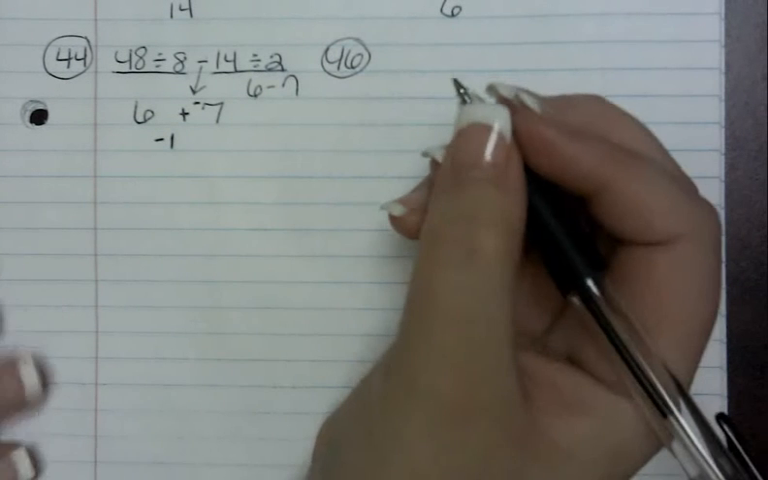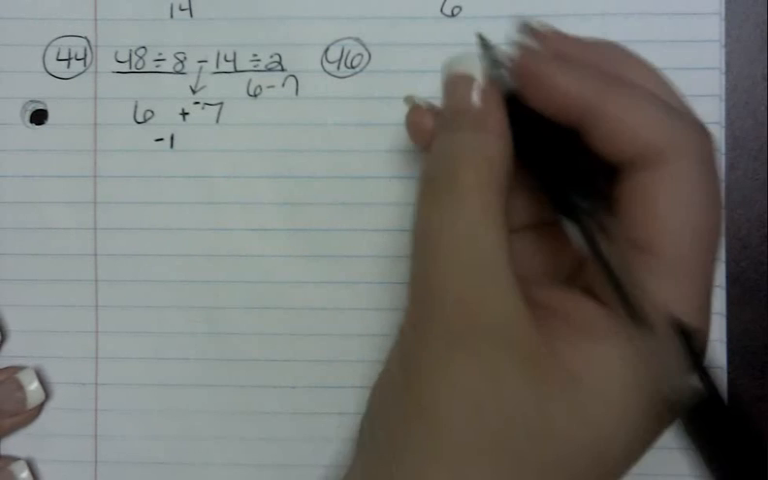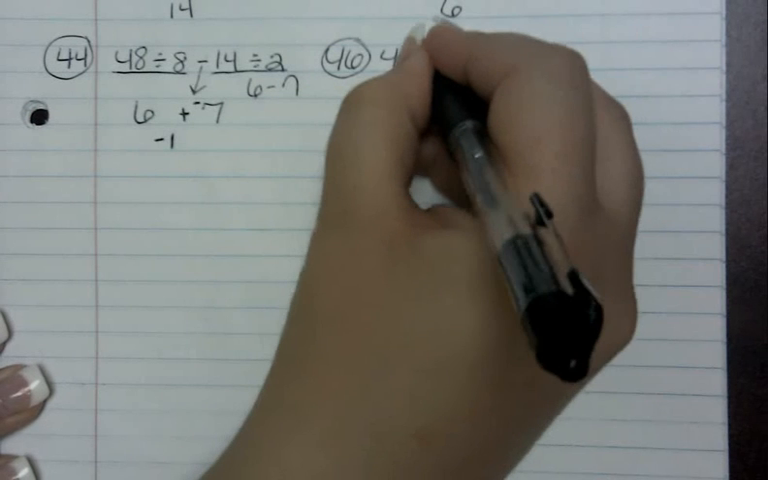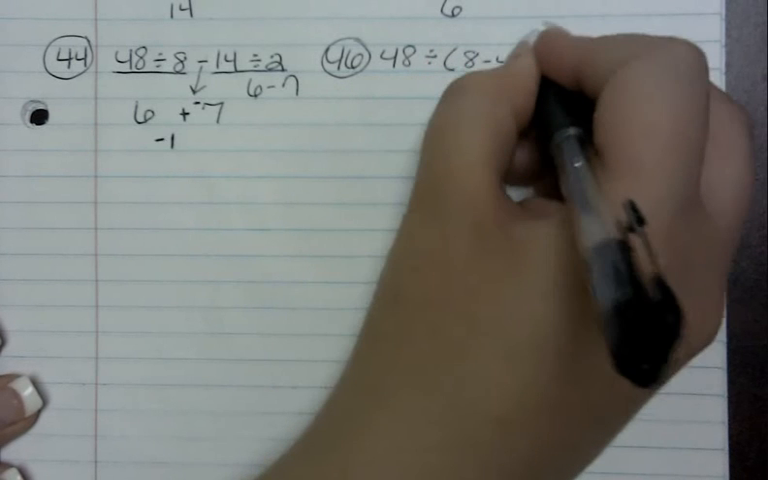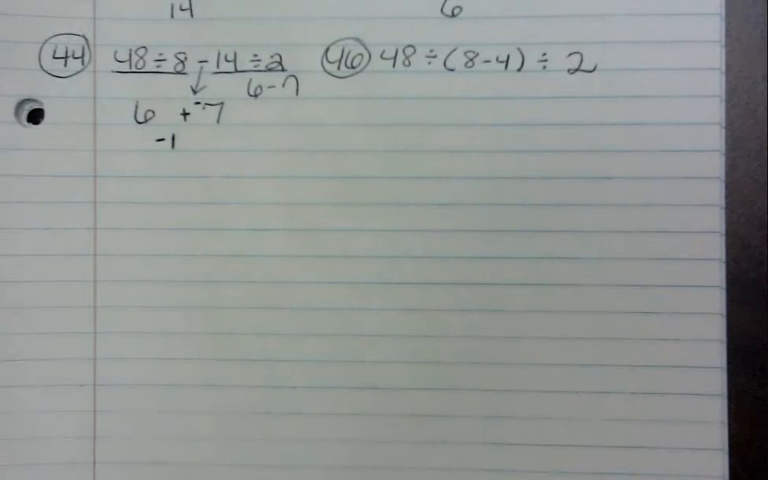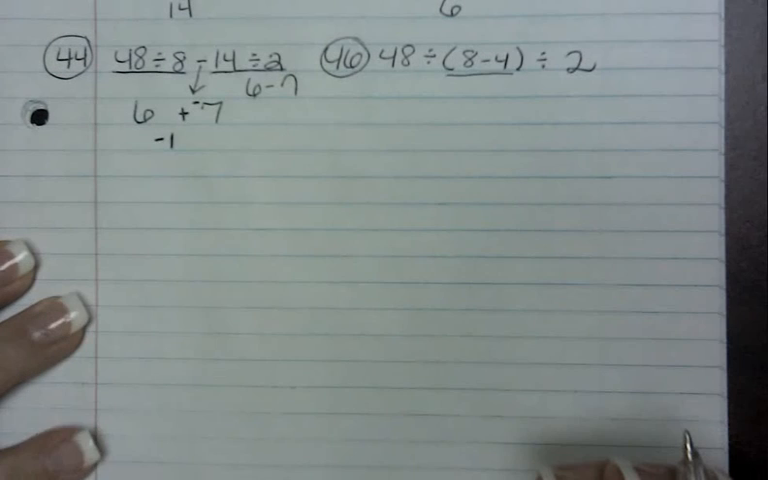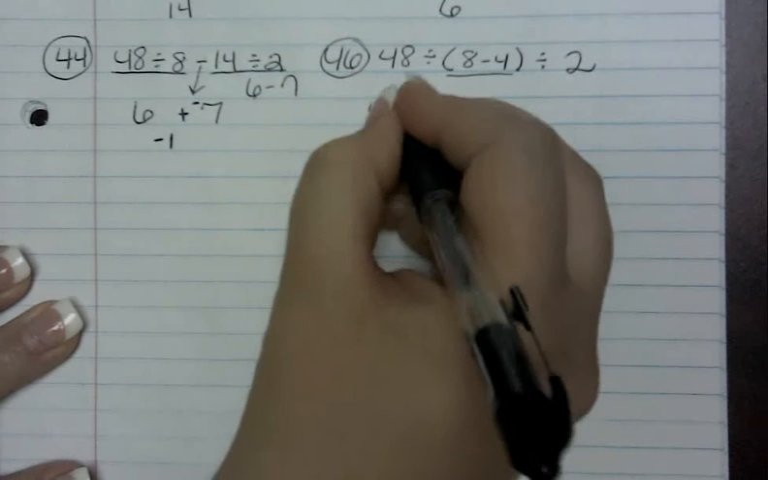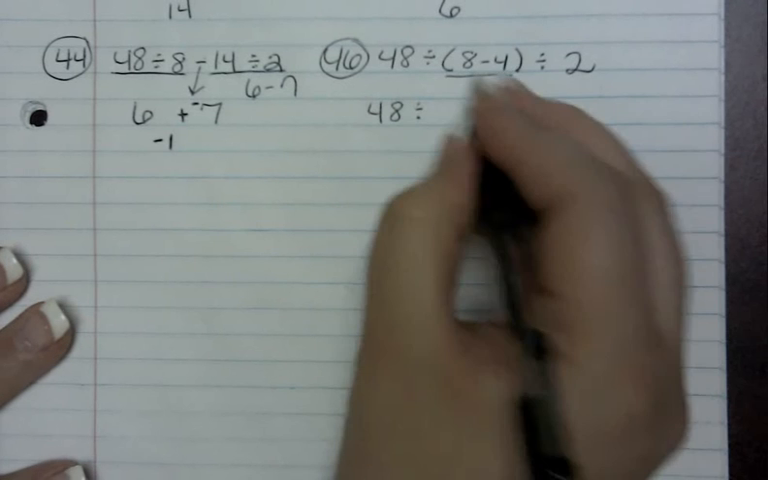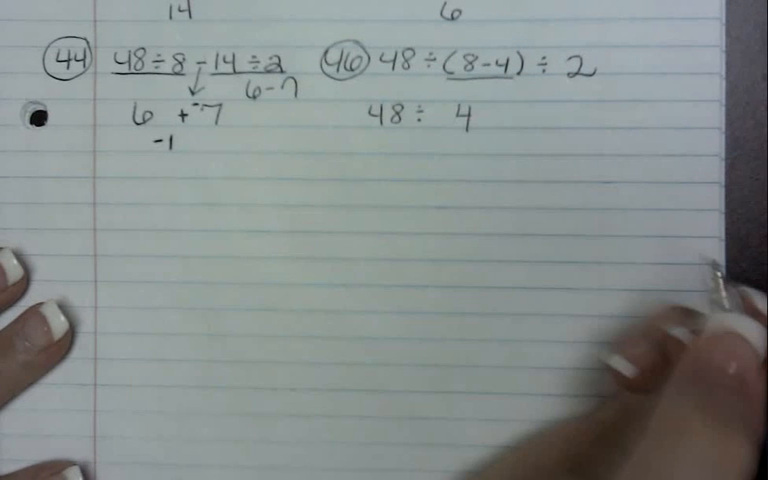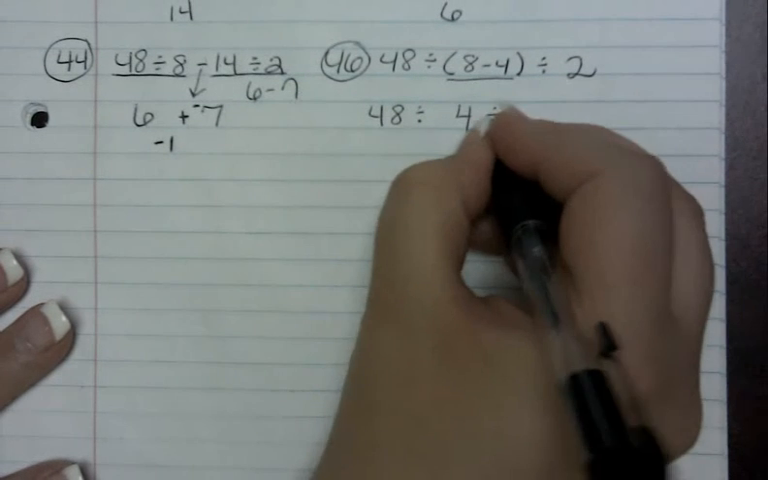Number 46 says we have 48 divided by 8 minus 4 divided by 2. So here we have to do our parentheses first. So I'm going to bring that 48 divided by down. 8 minus 4 is 4. And then bring down that divided by 2.